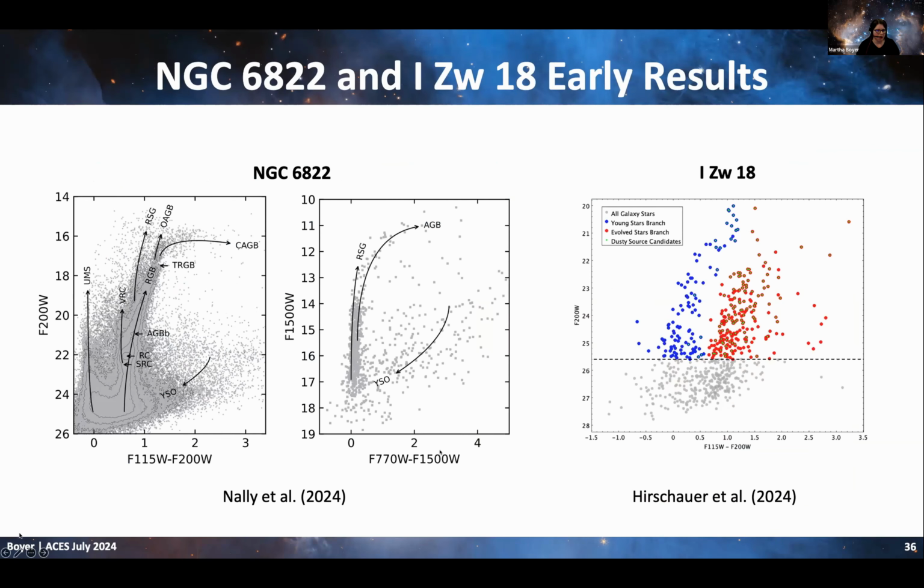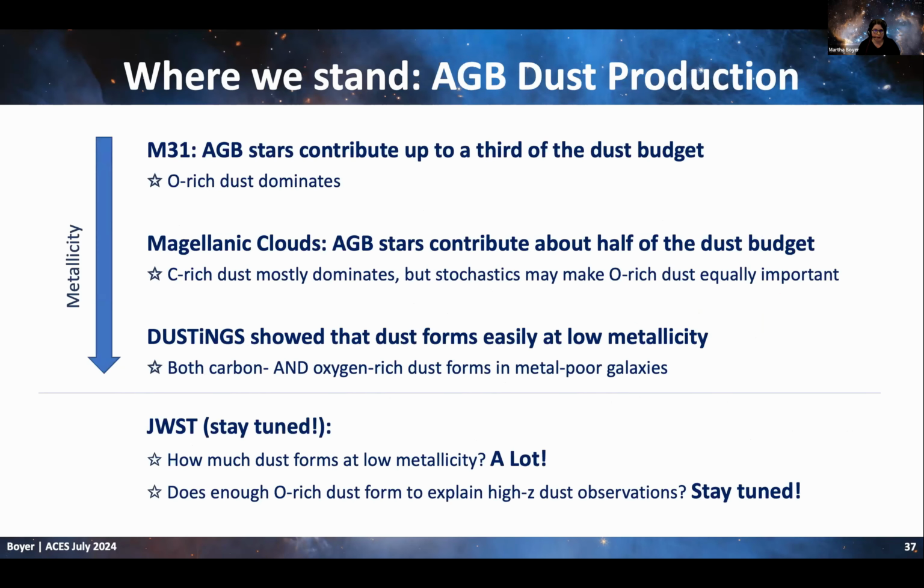And I just wanted to show these 2 papers. One is observing 6822, and one is observing, or did observe, 1Ziggy 18. And these are just some examples of their data. So in 6822, they have these really beautiful color magnitude diagrams, and they've got their AGB stars labeled up here. And then they go into the infrared with MIRI, where they're getting lots of dusty stars. And then this one from Hirschauer et al. is showing the evolved stars compared to the young stars. And their next steps of these programs are then to do some SED fitting and estimate how much dust these stars are producing. So that is basically where we stand with dust production and AGB stars as far as Spitzer, Hubble, and JWST are concerned.